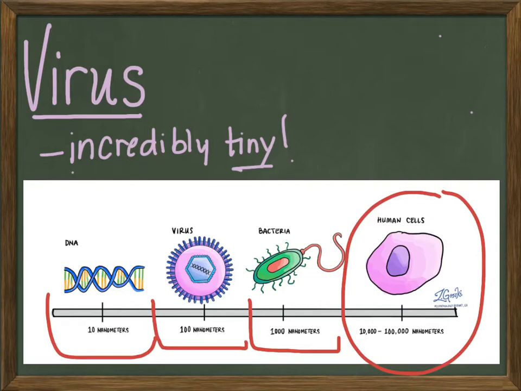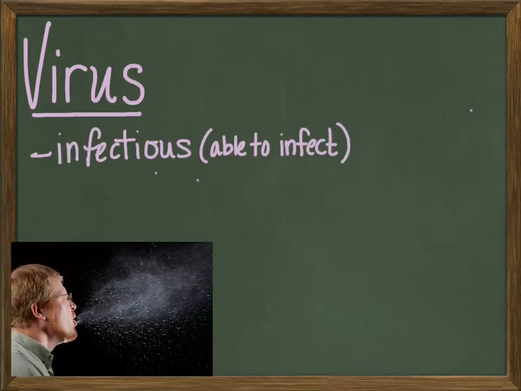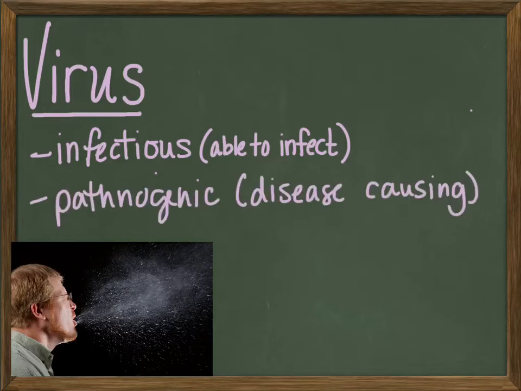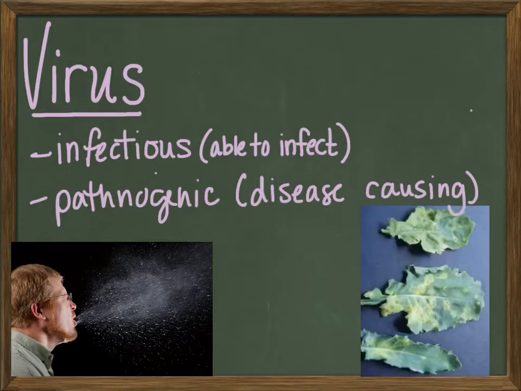That's pretty tiny. Viruses are infectious. They are all able to infect the living things around them. There's a nice cloud of respiratory droplets. Well, not only are they able to infect living things, but they are pathogenic, all of them. That means they cause diseases, and they don't just cause diseases in humans.